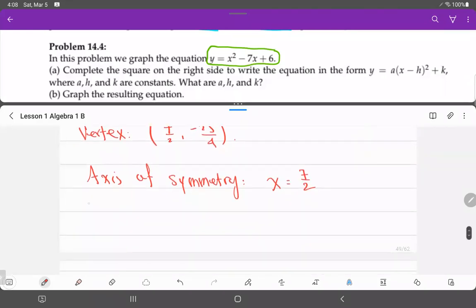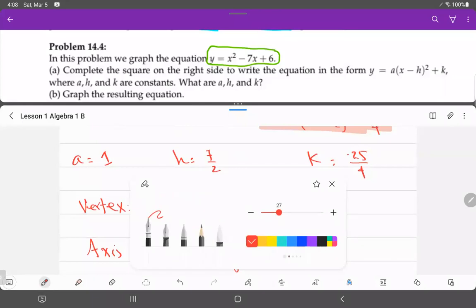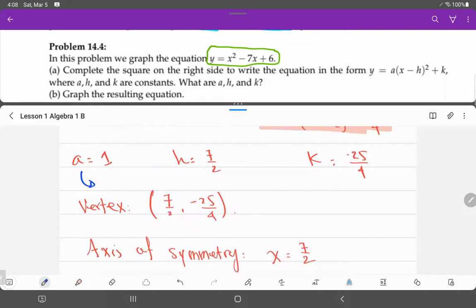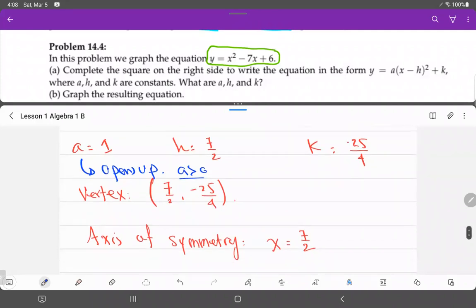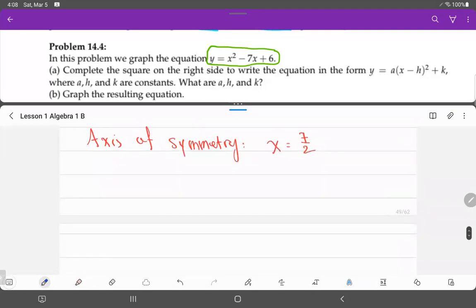So does the parabola open up or down? It opens up, because A is positive. So now we can graph, sketch. It doesn't necessarily have to be an accurate graph, it's gonna be kind of a sketch, that's fine. But at least you can figure out which points you're gonna pick if you wanna graph it 100%.